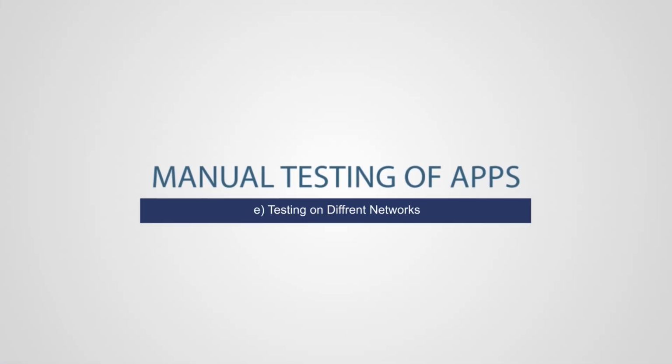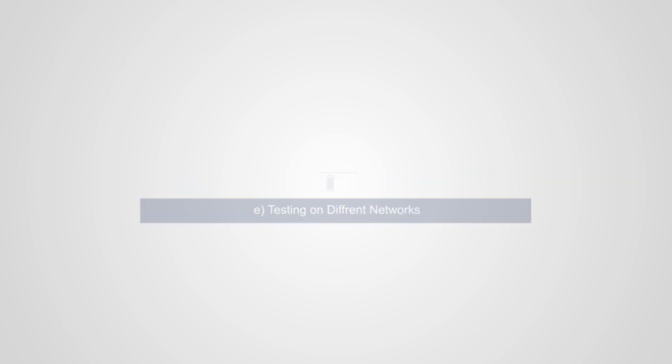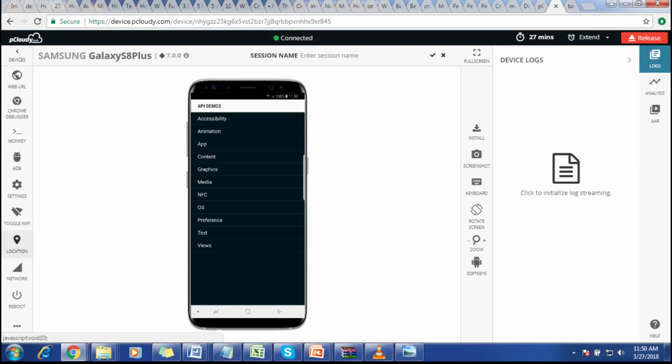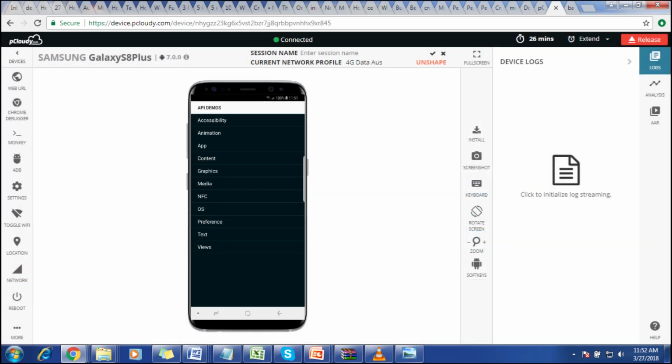Manual testing of apps, testing on different networks. Another major feature on pCloudy platform is to test your apps on different network conditions. For this, click on the Network tab. A pop-up with different network conditions, bandwidth, location will appear for you to select. Click on Shape for the network condition you want your app to be tested on. Notice the network condition selected here, and you can directly unshape the network from here.